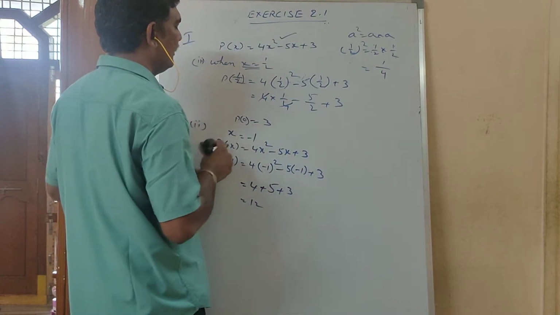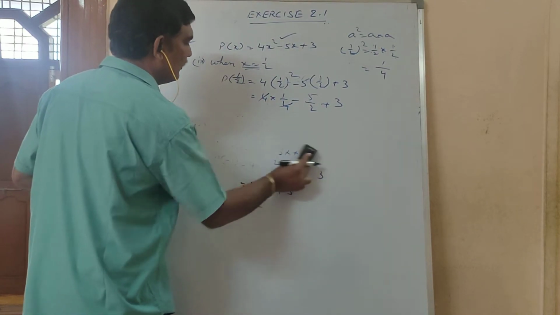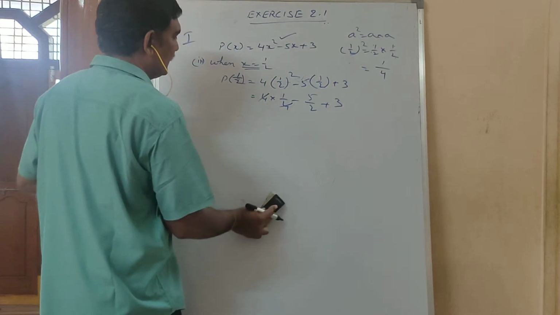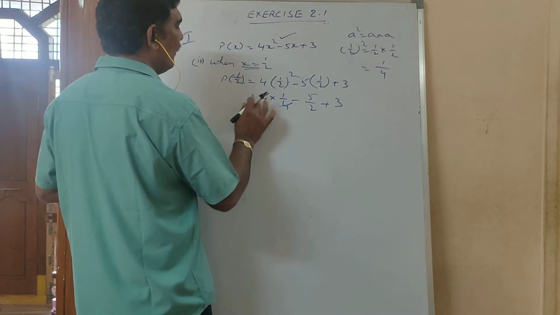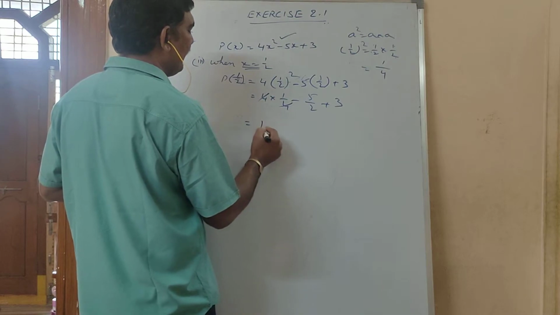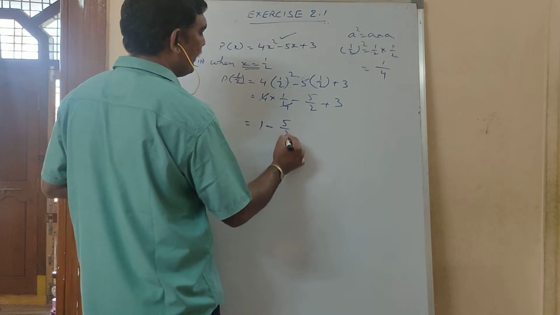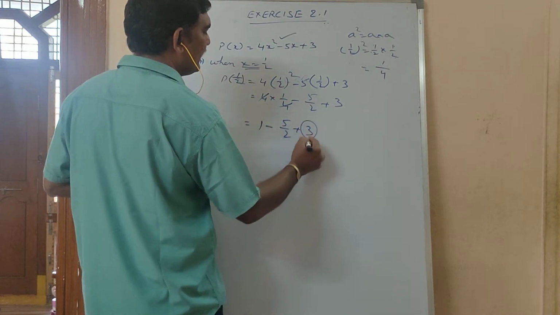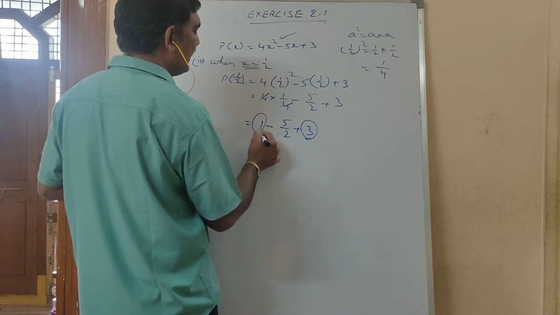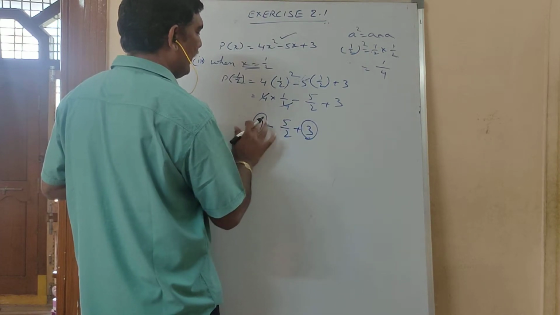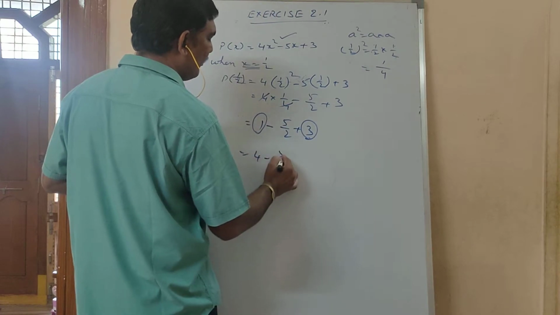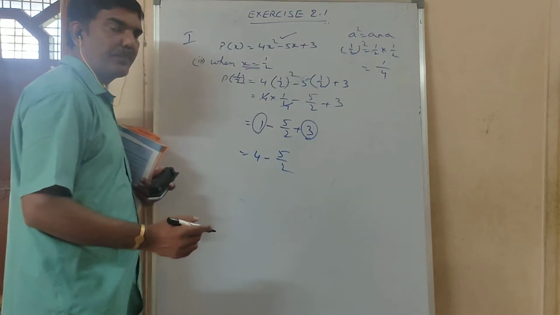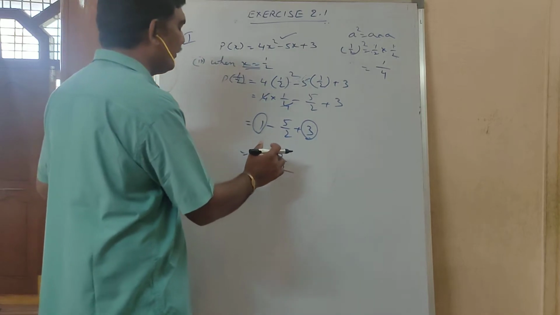4 cancelled. Next, what you have? 4 and 4 cancelled means what remains is 1 minus 5 by 2 plus 3. 3 is a natural number, 1 is a number. Both are positive only. 1 plus 3 is 4, minus 5 by 2. From 4 you have to subtract 5 by 2.